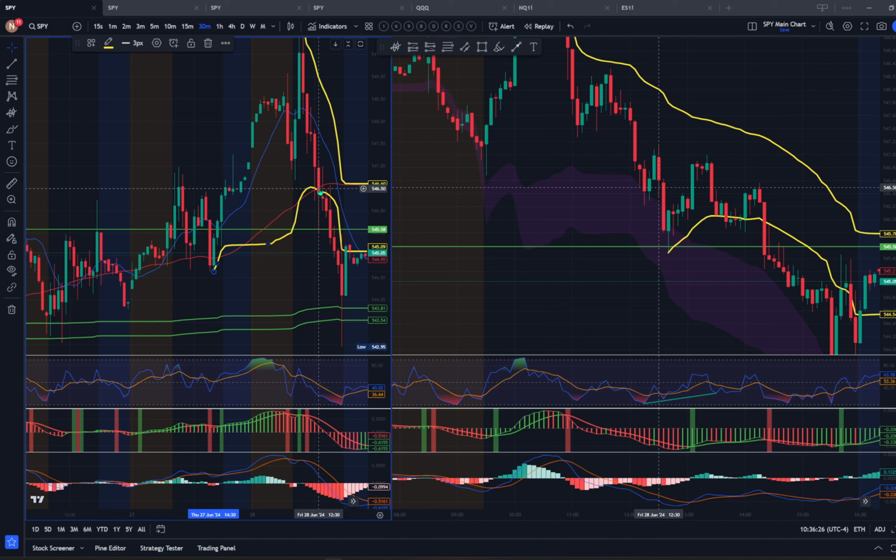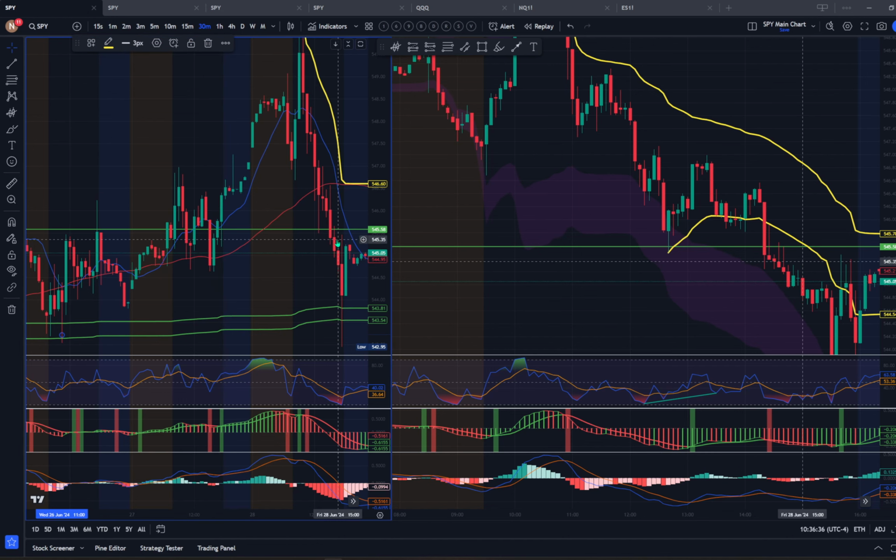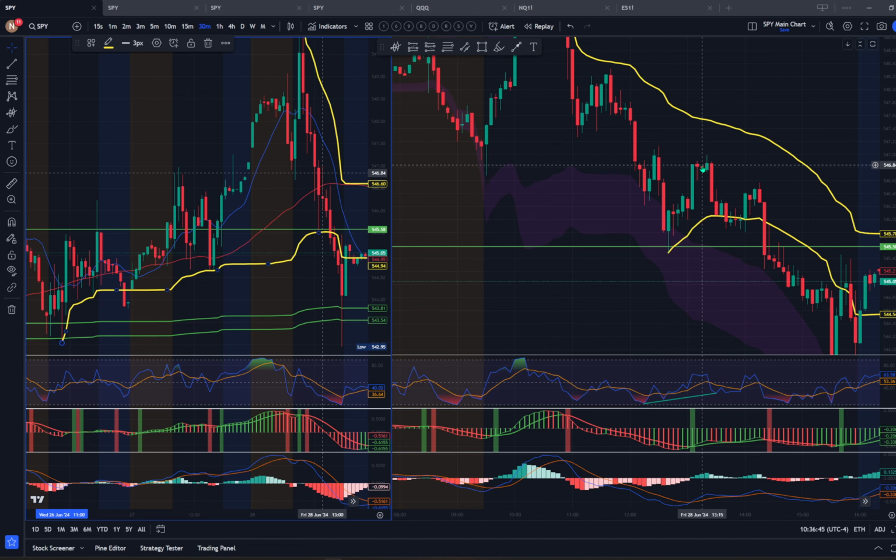I mean, it gave a little scalp, right? It gave a three, a little scalp, but then it got crushed, and then I expected this one to kind of hold, and it held for the first tag, pushed on up, and gave a nice win. What is that? 545.60 to 546.80. That's a 12-point win right there.